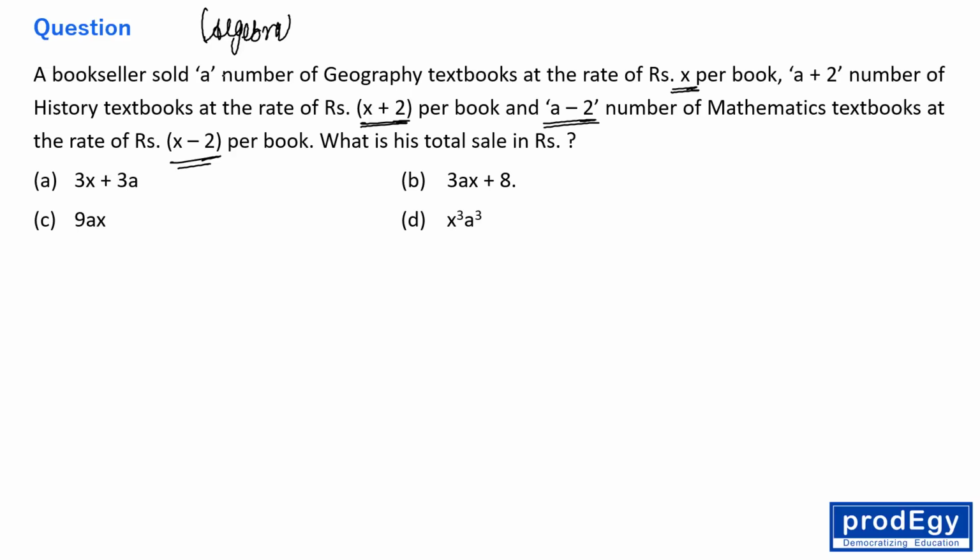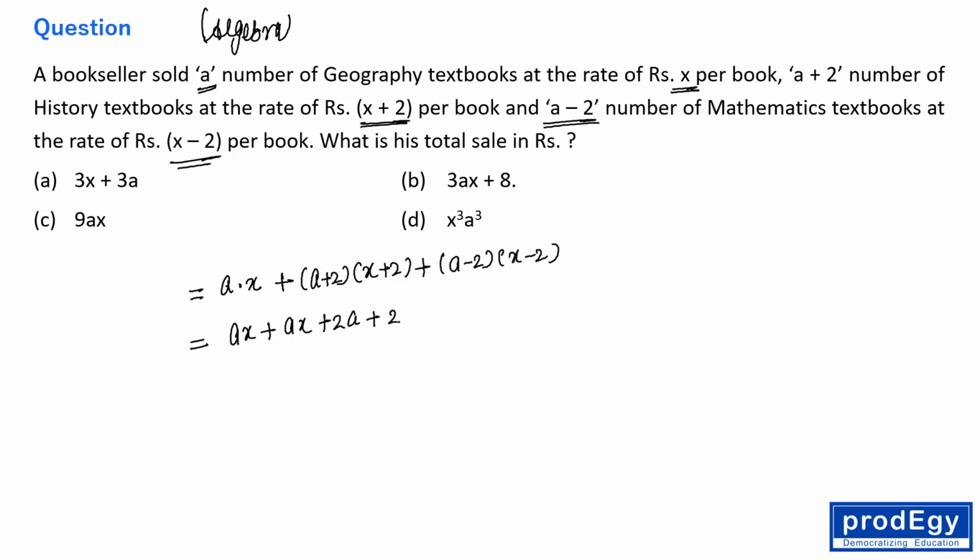So revenue from sale from geography textbook is what? A into X, right? Because A books at the rate of X per book, plus A plus 2 into X plus 2, plus A minus 2 into X minus 2. That's it. This is the total sale, right? Now please calculate it. It is AX plus 2A plus 2X plus 4 plus AX minus 2A minus 2X plus 4, right everyone?